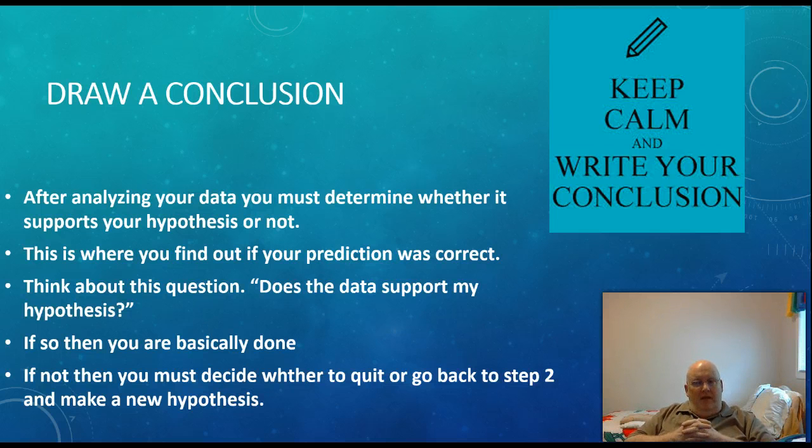If it didn't, if your data doesn't support your hypothesis, then you got a choice to make. Are you going to give up in the experiment, in trying to solve your problem, or are you going to go back to step 2, make a new hypothesis, and do a new experiment?